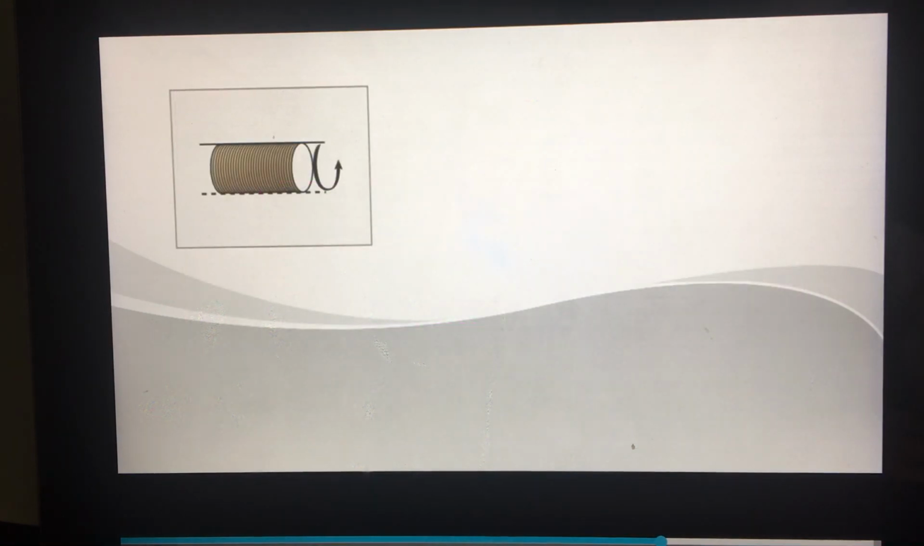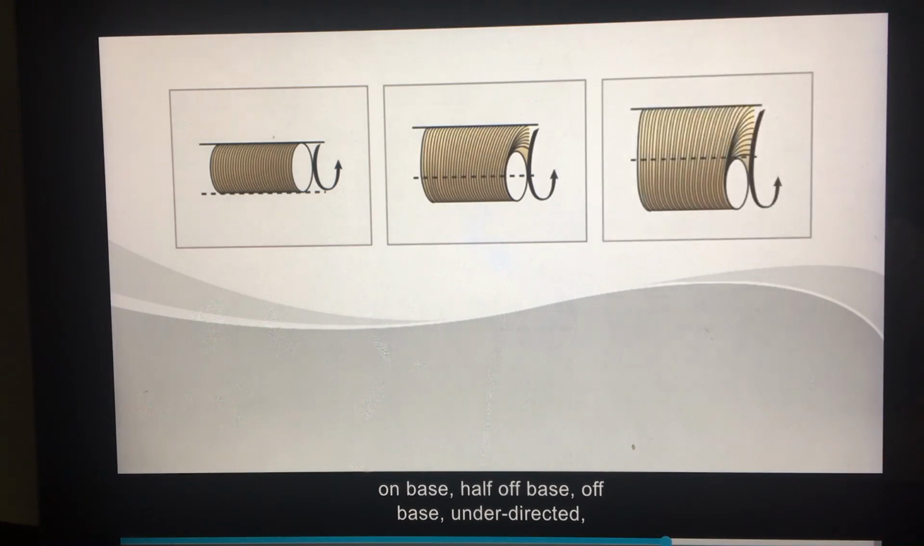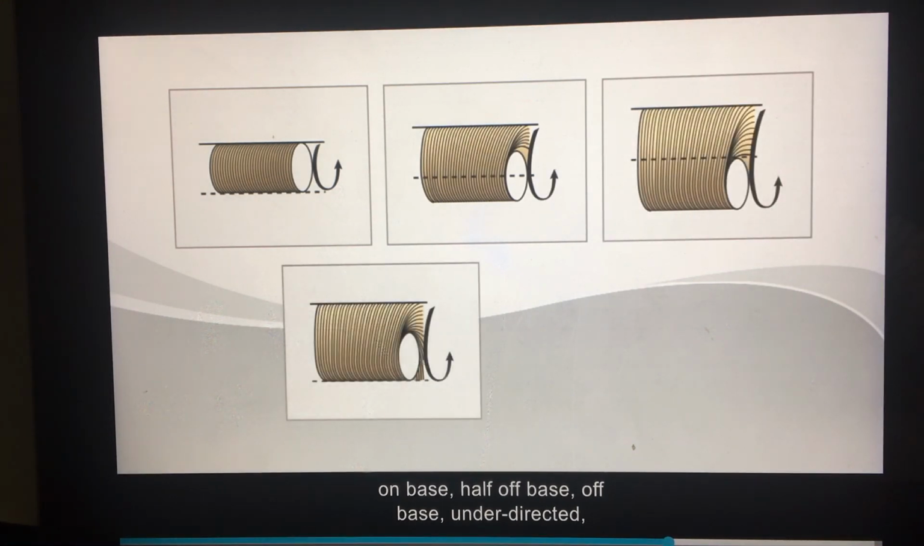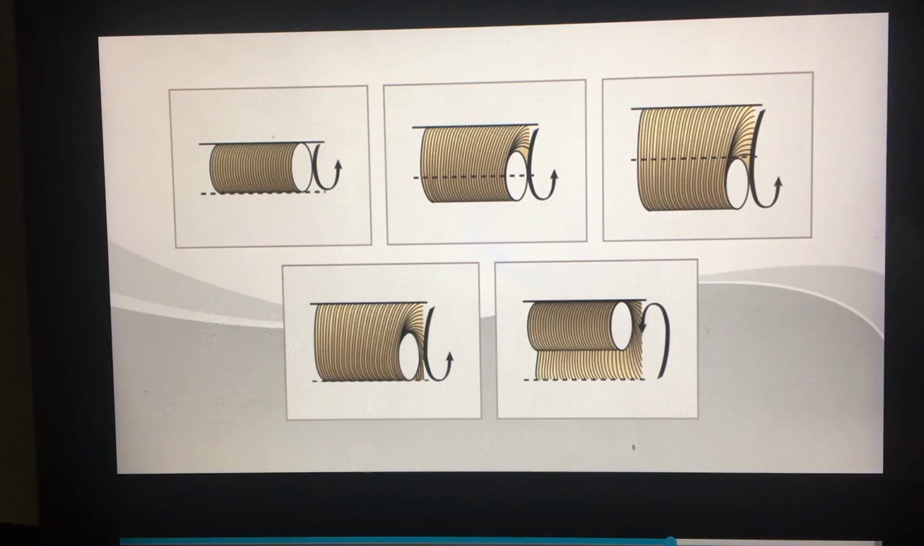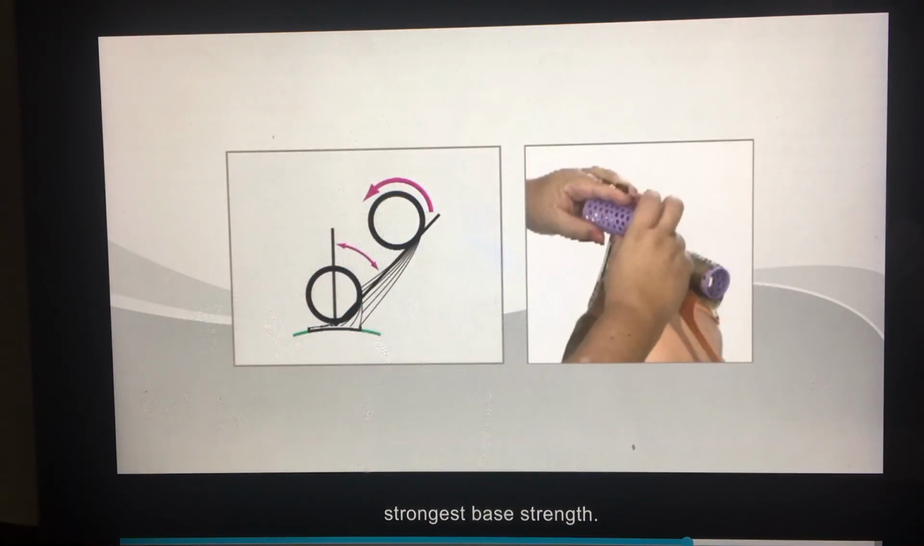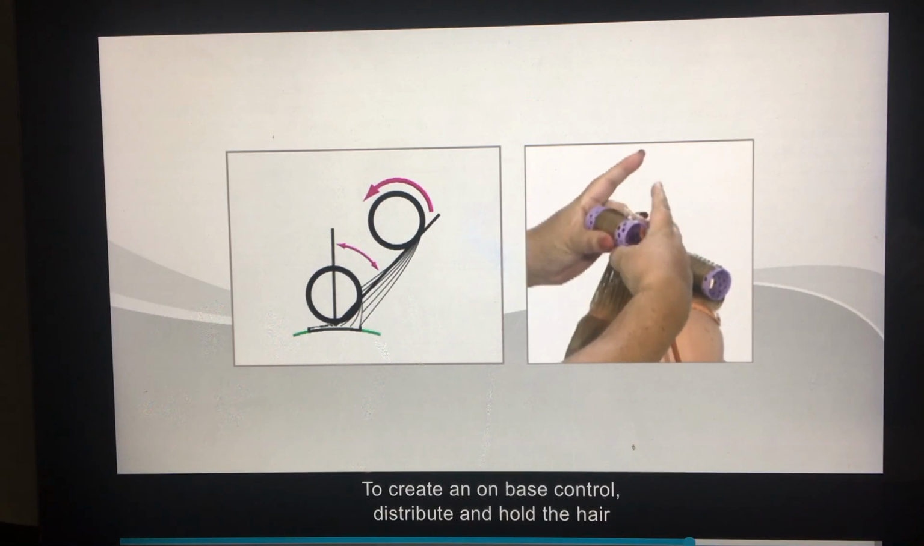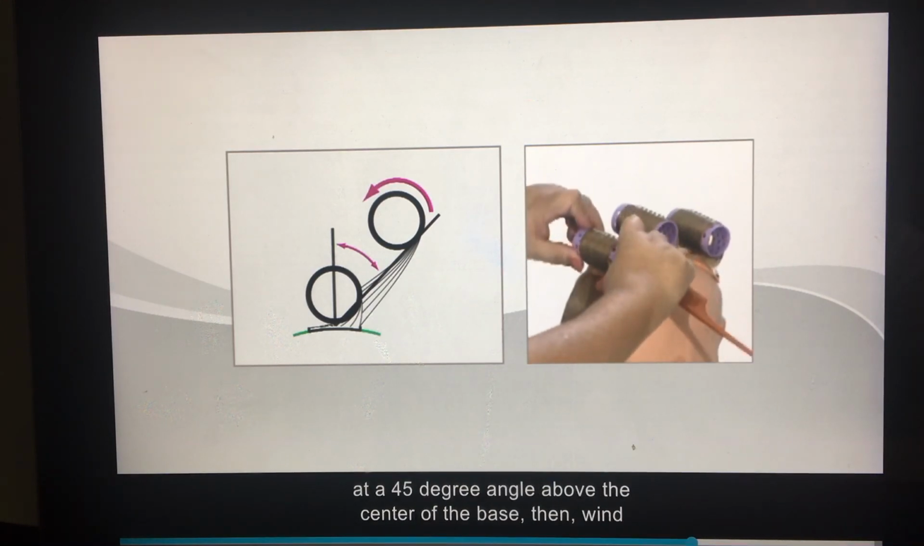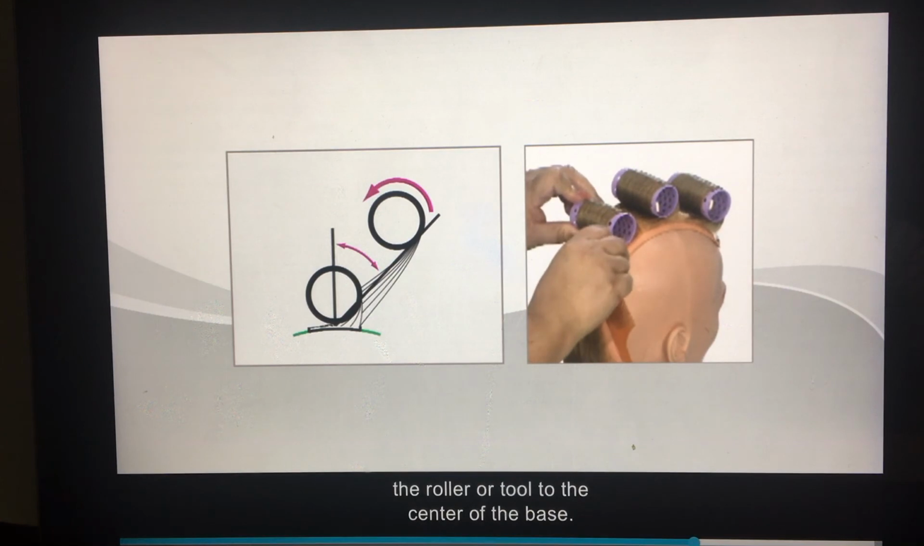There are 5 base controls: on base, half off base, off base, under-directed, and over-directed. With an on-base control, the tool or curl is centered between the top and the bottom partings of the base. The base is equal to the length and diameter of the roller or tool being used. An on-base control will result in the most volume and the strongest base strength. To create an on-base control, distribute and hold the hair at a 45-degree angle above the center of the base. Then, wind the roller or tool to the center of the base.